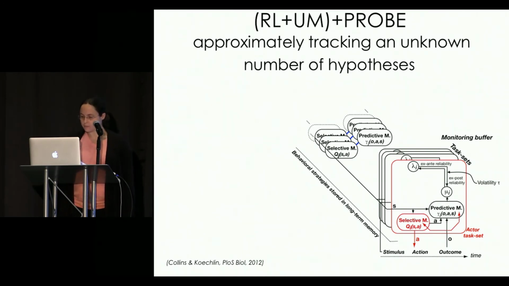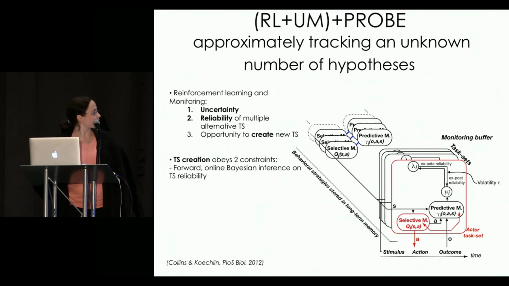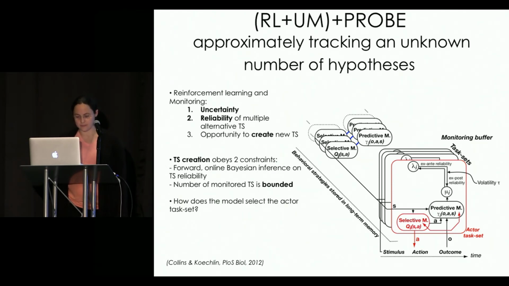So this model tracks its uncertainty and the reliability of multiple alternative task sets at the same time, but also gives us the opportunity to create new task sets. And the task set creation obeys two constraints: we track the reliability of the task sets, but by default we keep using the same one, and we monitor only a bounded number of task sets so that we may forget other task sets.